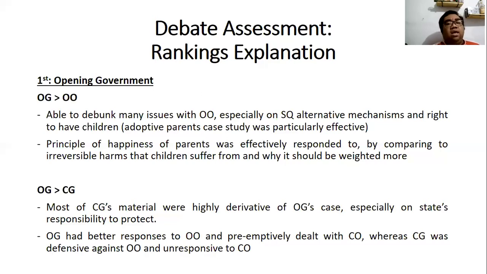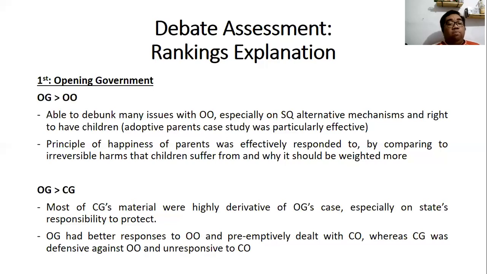The second reason is the principle of happiness of parents was also effectively responded to when the DPM was able to compare a lot of the irreversible harms that children suffer from and why it should be weighted more. We felt that the opening opposition only just asserted that parents deserve happiness, but there was no explanation of whether or not that happiness should come at the cost of children suffering. And we felt that that was the framing that opening government provided, and we felt that that managed to make them win over opening opposition.